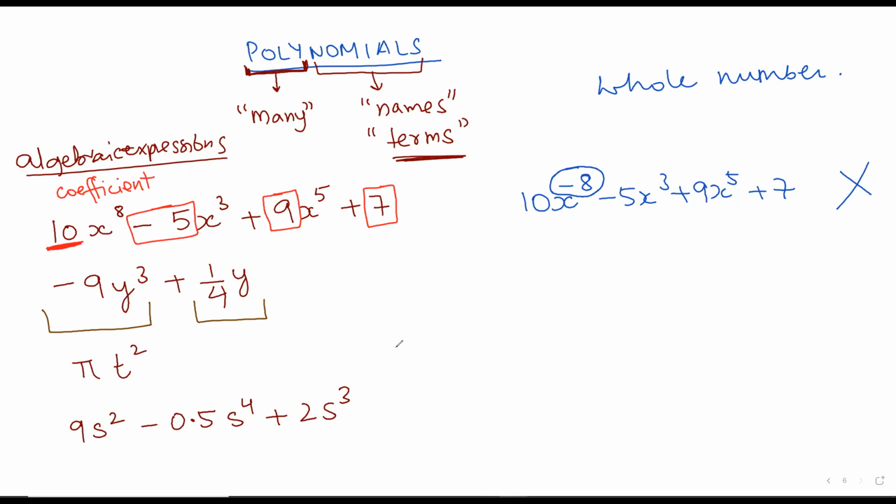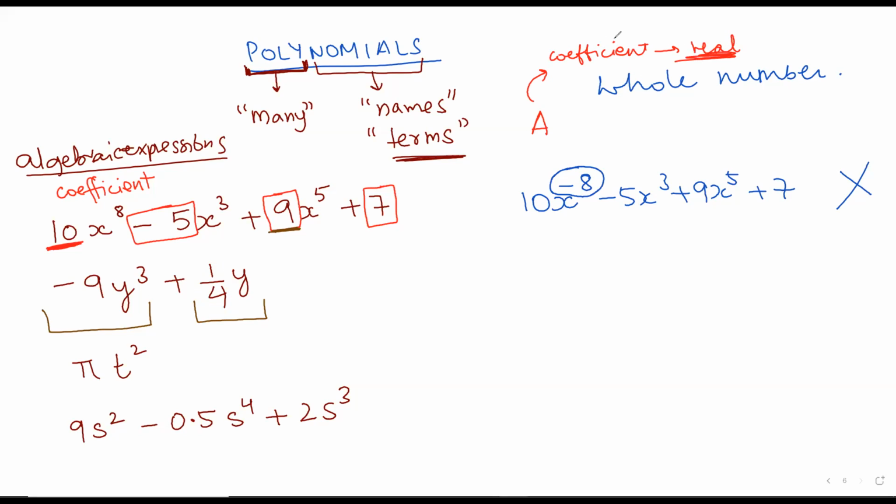A polynomial consists of a coefficient. Over here 9 is a coefficient. It could be any number. Like over here this is 1 by 4, no problem, it's a number. So that means a coefficient can be any real number.